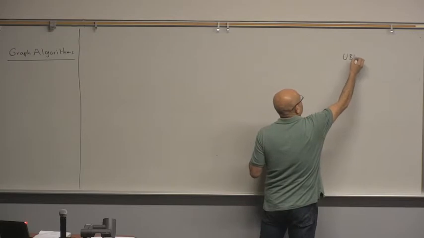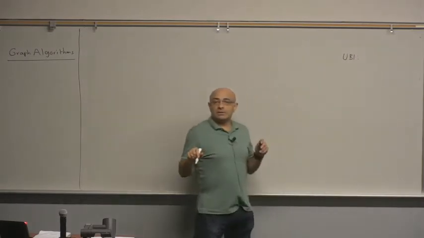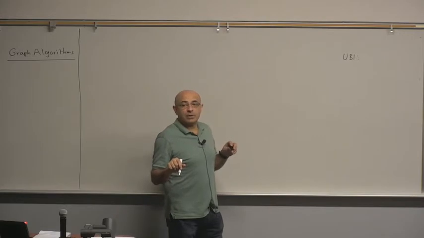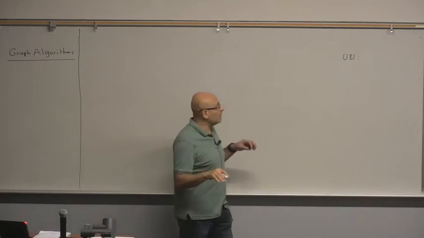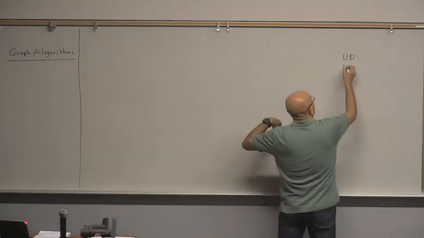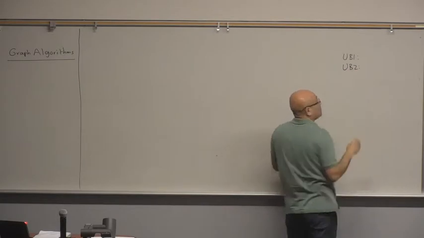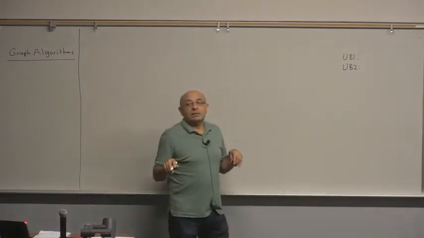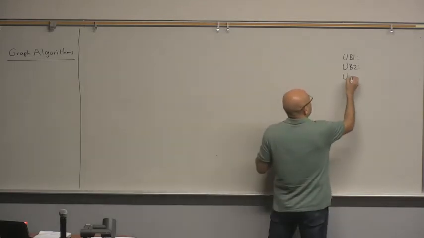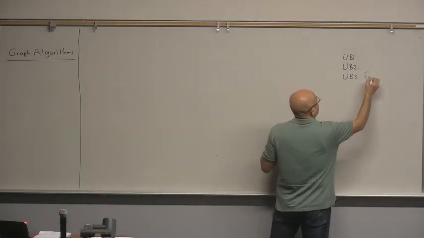Upper bound 1, which is what? What's upper bound 1? Just take all undecided items. Upper bound 2, undecided items that fit. And upper bound 3 is the fractional knapsack.